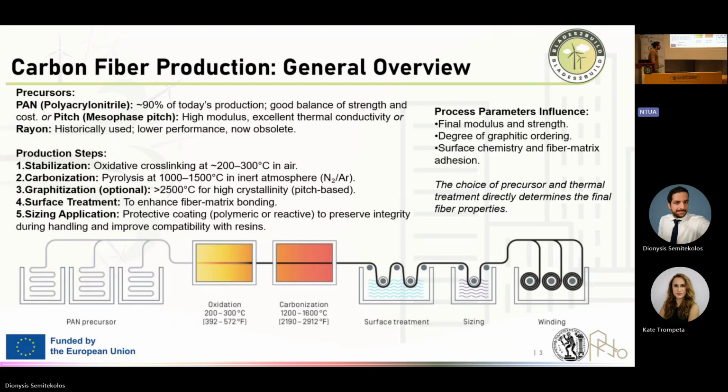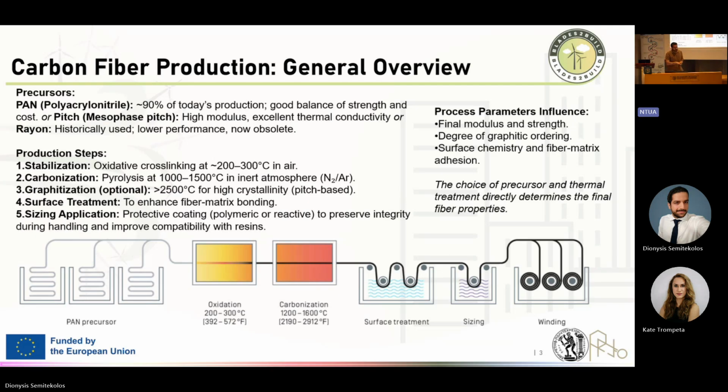Okay, now in the next few slides we're going to talk about the production of carbon fibers, how we make them. This is a general overview that will give us the necessary background in order to understand each of the processes.